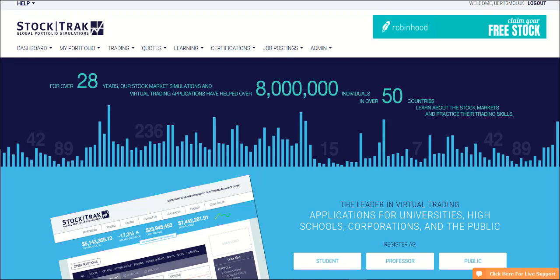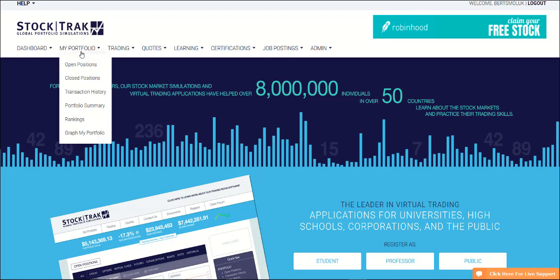So go to Stocktrak.com, register as a student right here down at the bottom. You're going to need two things: a credit card, which you have, and then a class code that connects you to me and all the other students in the class. And that class code is FIN 327, FIN 327, no space.